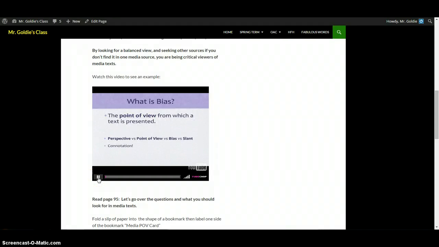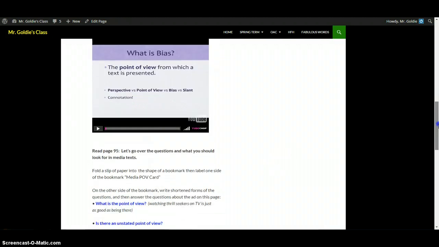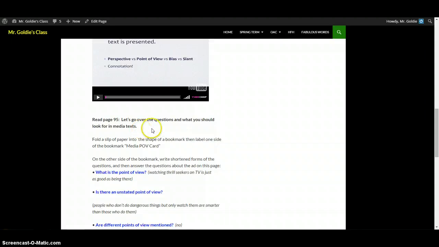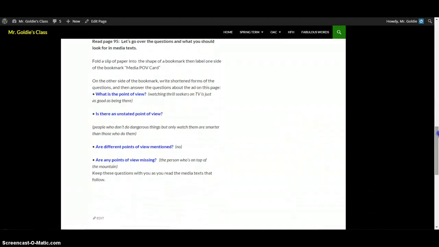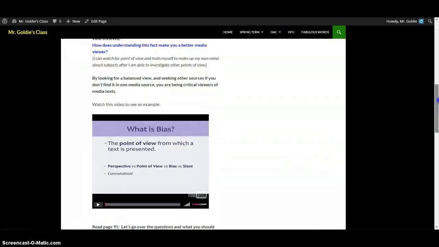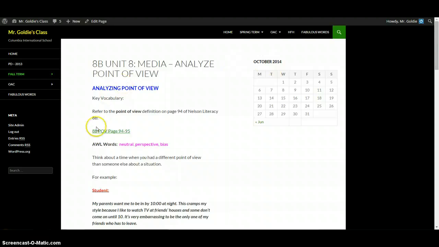Bias is the point of view of an article. It goes on like this. I'd like you to watch that, and then go back to page 95 and go over some questions here. There are some main questions that you need to ask yourself as you're viewing and enjoying media, to make sure that you're understanding the point of view in order to make good decisions. Here they are listed in blue, and you can follow the instructions here. So let's go back up to the top and open our textbooks to page 94 and 95, and I'll explain what point of view means when you're looking at media.